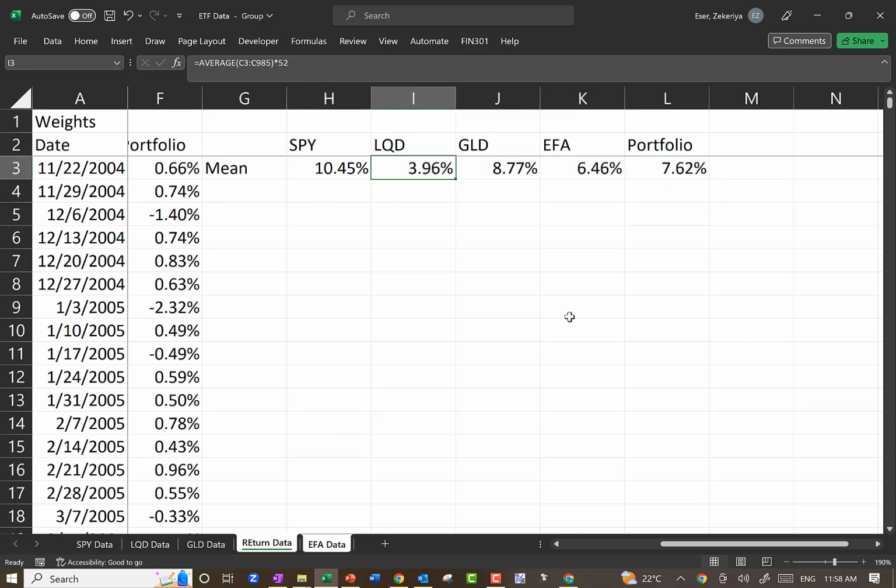Okay. On the other hand, during roughly 20 years, the portfolio of the investment grade corporate bonds made about 4%, gold made about 8.9, and international developed market stocks made about 6.5. This specific portfolio ended up making only 762. Okay.